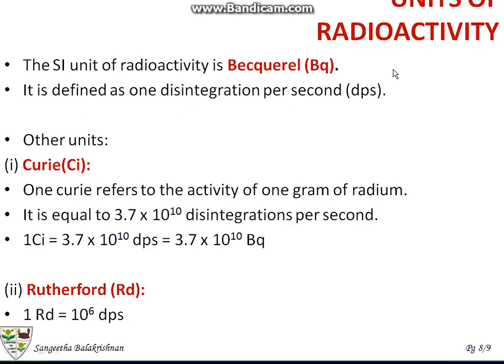So there are other units of radioactivity other than becquerel. Number 1 here would be Curie, which is to honor Marie Curie. 1 Curie refers to the activity of 1 gram of radium, and the other unit is Rutherford, of course to honor Ernest Rutherford, and 1 Rutherford is equal to 10 to the power 6 disintegrations per second.